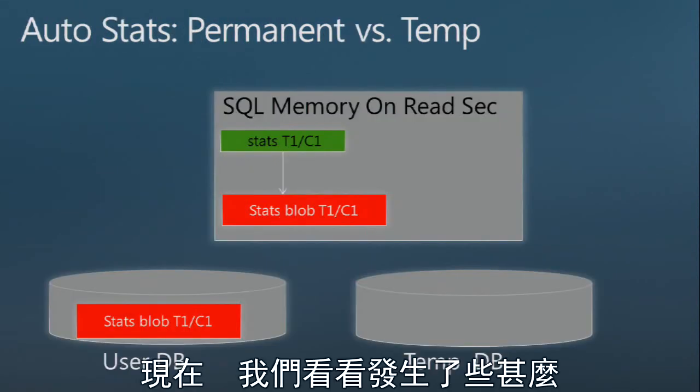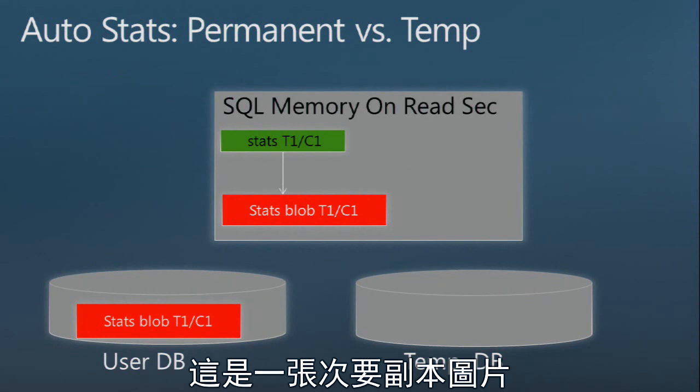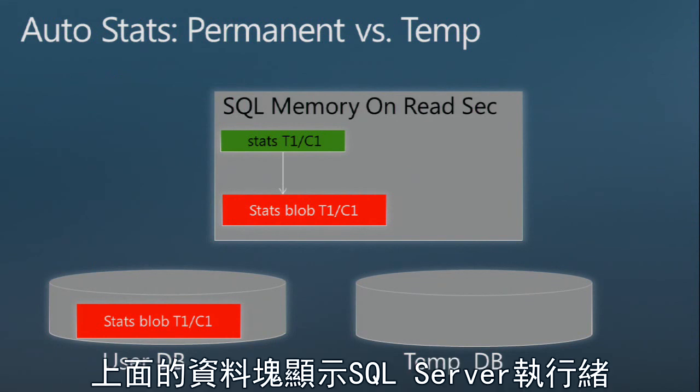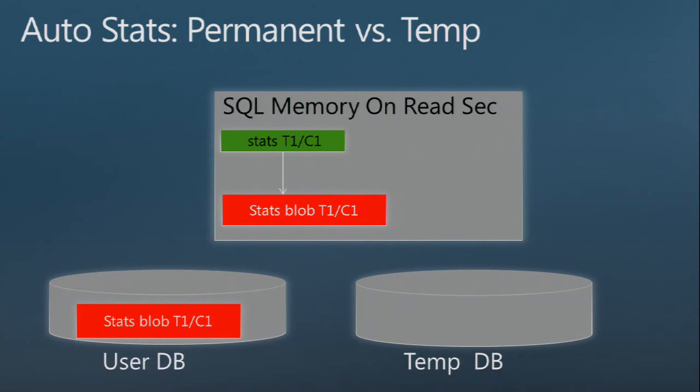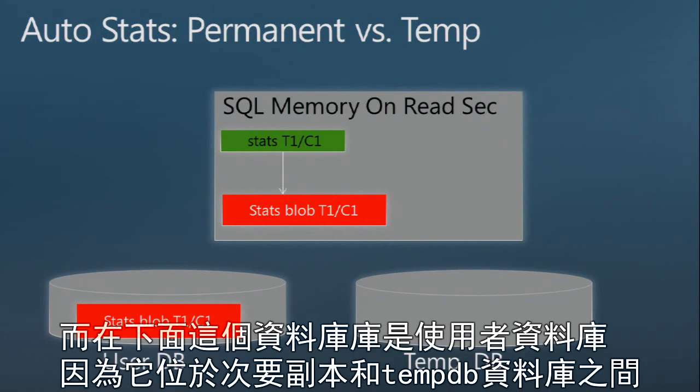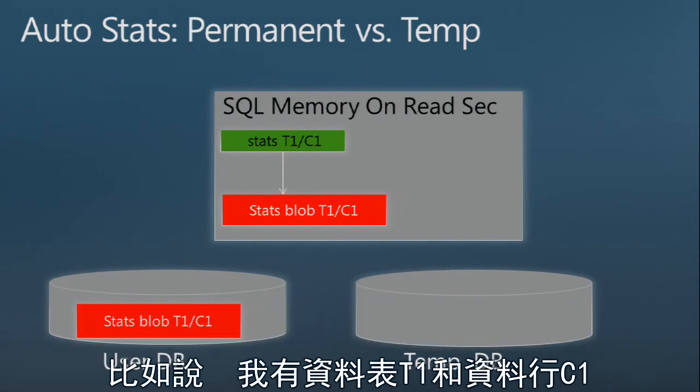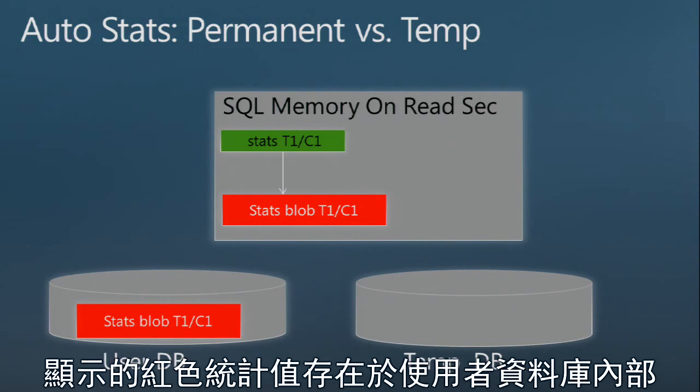Now let's look into a pictorial view of what is going on. This is a picture of the secondary replica. The top block shows the SQL Server process, and at the bottom, the user database is the user database as it exists on the secondary replica, and the TempDB. So let's say I have a table T1, and column C1. The red statistics shown live inside the user database.